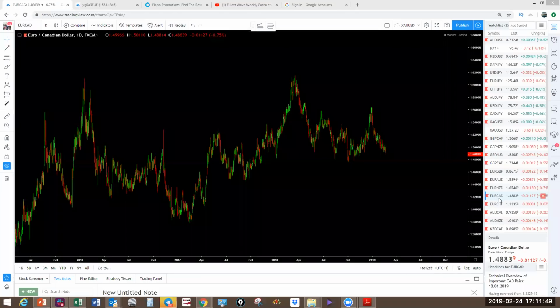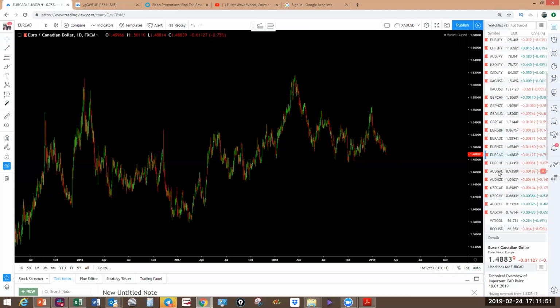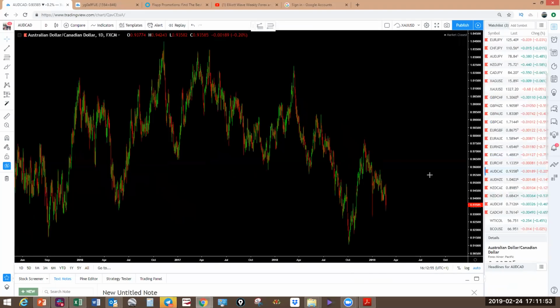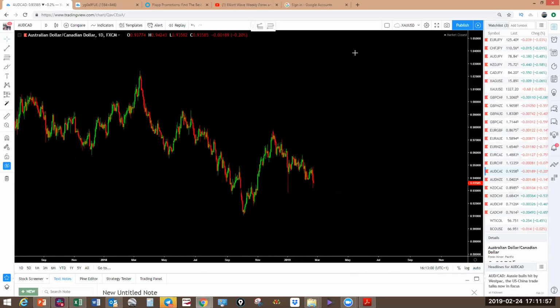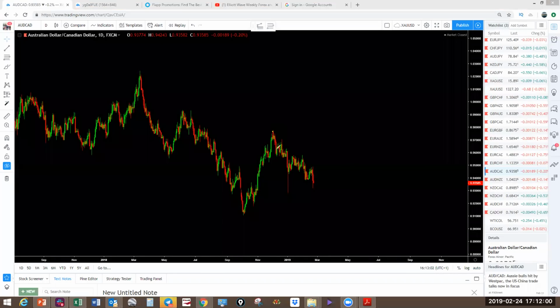That's all the Euro pairs. Some of the cross pairs, if you look at AUDCAD, still downside. Let's see if this is going to be a move down here. This was 1, 2, 3, 4, 5. Is this the impulsive move?